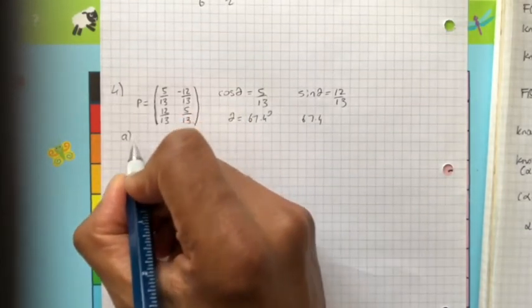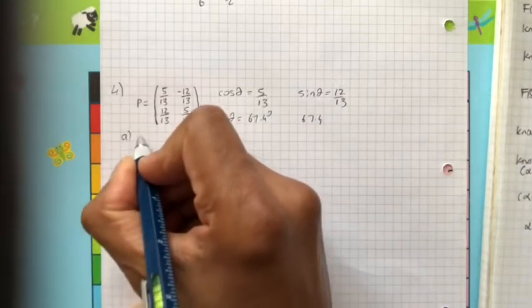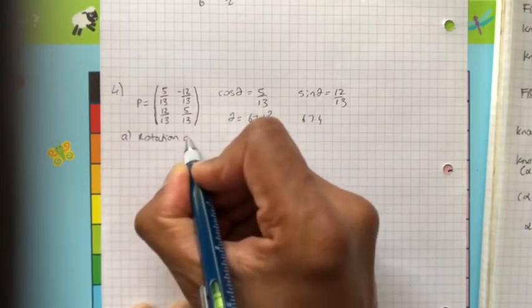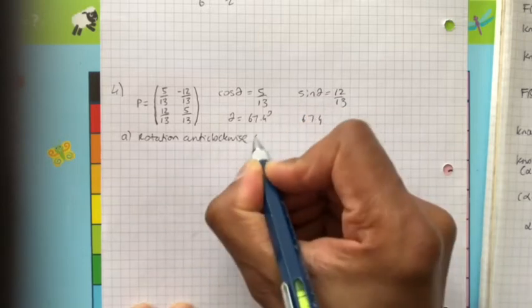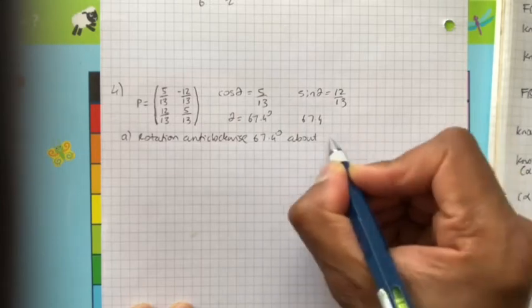So we need to state for our marks, just a bit like GCSE, our full transformation. So it's a rotation, and it's anti-clockwise, 67.4 degrees about the origin.